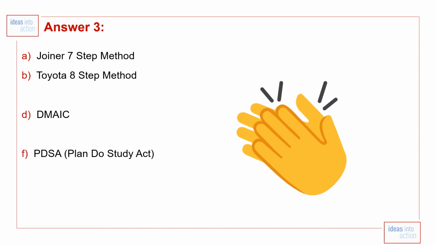The Joiner 7-step method, B. The Toyota 8-step method, D. DMAIC, Define, Measure, Analyze, Improve and Control, and F. PDSA, Plan, Do, Study, Act. I don't believe Barry Manilow invented a 9-step method for problem solving.